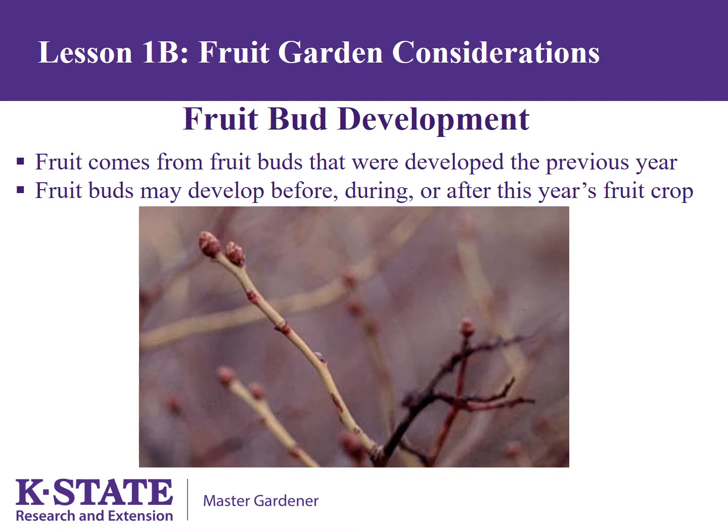Remember, the fruit comes from fruit buds that were developed the previous year. Fruit buds may develop before, during, or after this year's fruit crop, depending on the species. This photo is of blueberries. Notice the difference between the size of the fruit buds and the leaf buds. The very large buds are for fruit, and the very small ones are for the leaves.